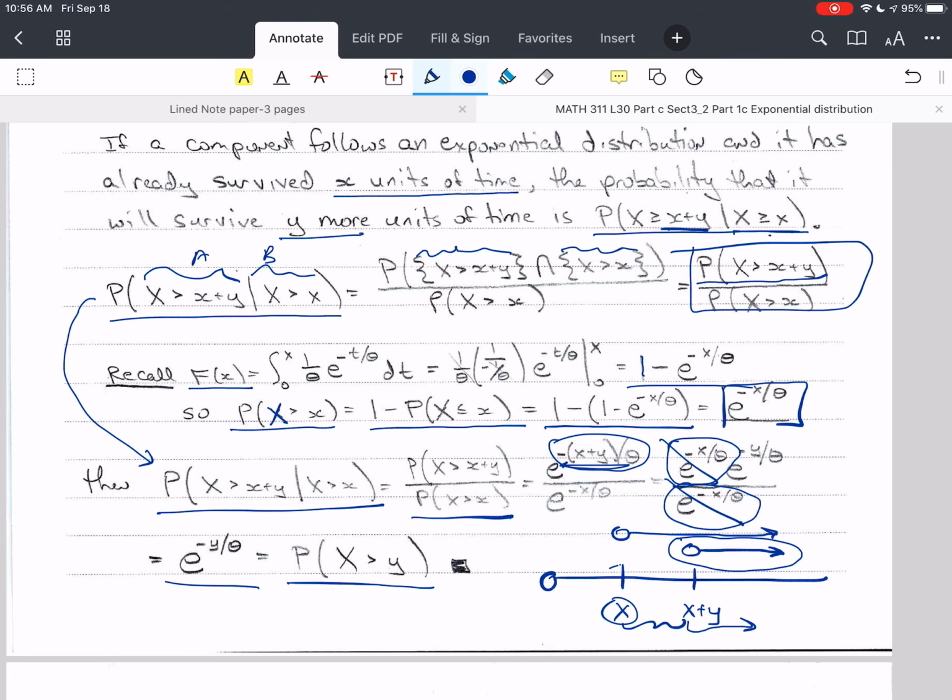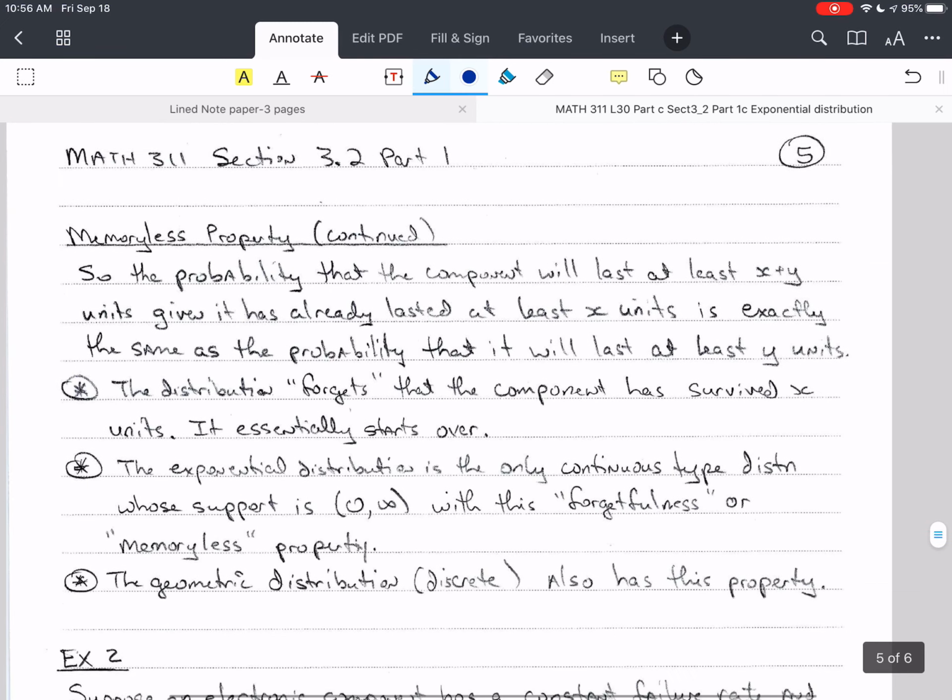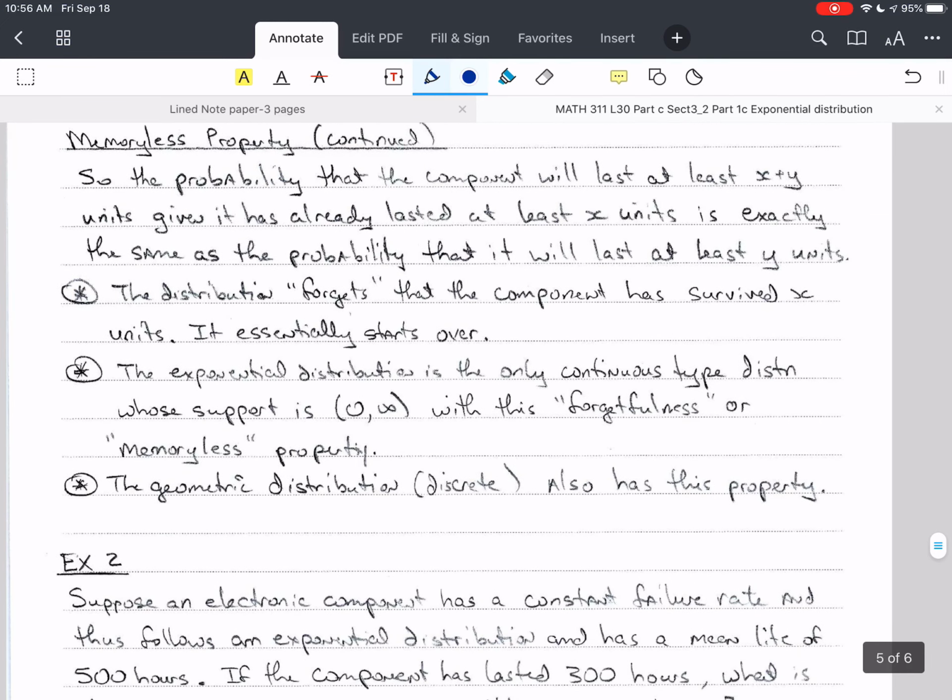This is called the memoryless property. And so it's the probability that a component will last at least x plus y units, given that it's already lasted x units, is exactly the same as the probability that it will last at least y units from here on. So it's a constant failure rate, so it forgets that the component's already survived x units. It forgets that it's so far along in its life.